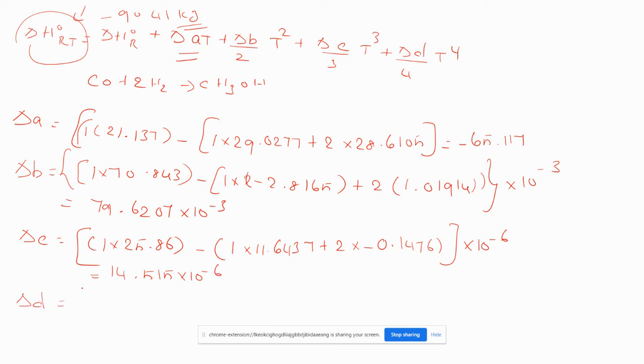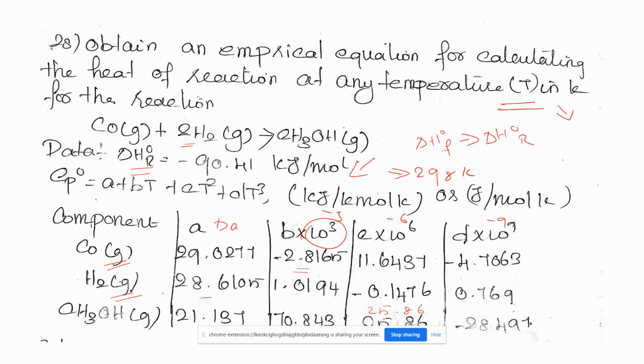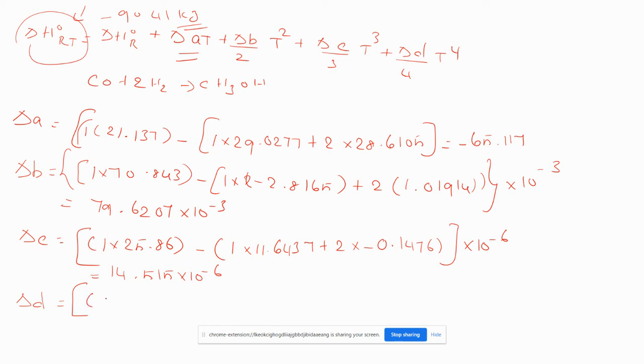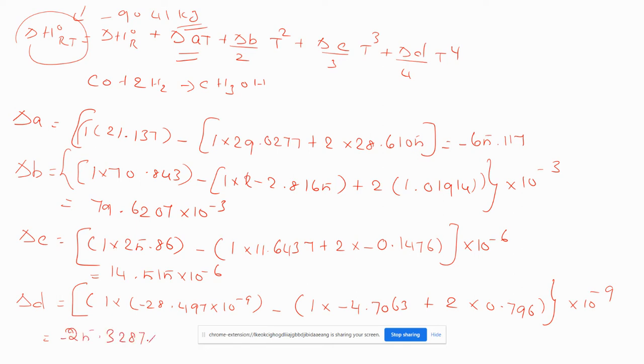And the next is del D. Okay, same way you have to find for del D also. Del D is 1 into minus 28.497 into 10 power minus 9 minus 1 into minus 4.7063 plus 2 into 0.769 into 10 power minus 9. So the answer what you will get is minus 25.3287 into 10 power minus 9.